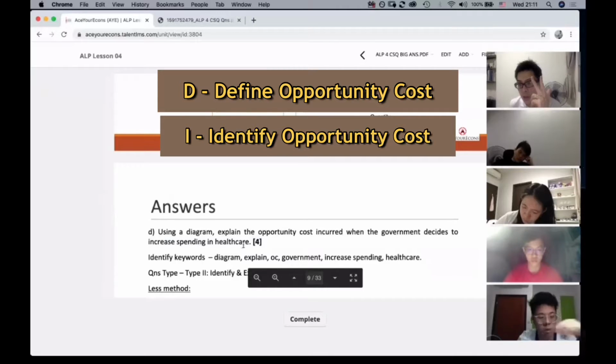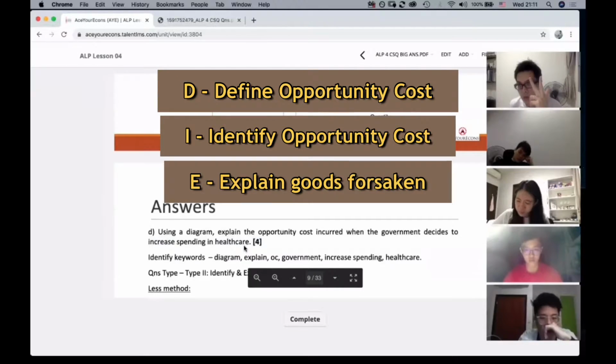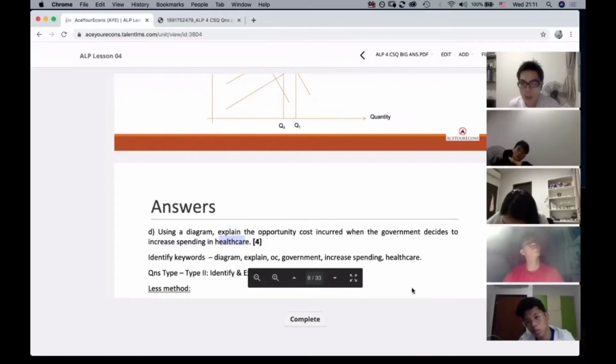E, you've got to explain the goods that you have to forsake to increase your amount of healthcare spending, which I will show you in a short while. So this is your D.I.E framework in a nutshell. And the 4th mark goes to a diagram. So count your marks carefully.